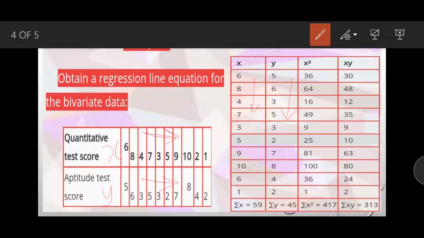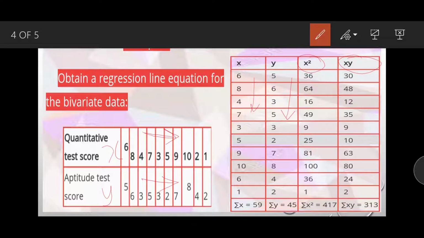Now we need to square the values of x, and we need to get a column for xy. If I square 6, I have 36. If I square 8, I have 64. If I square 4, I have 16, and so on. So this is x squared. Square each of the values of x, and for this column, multiply each of the values of x and y.